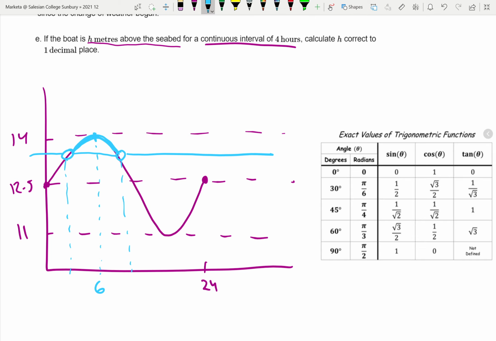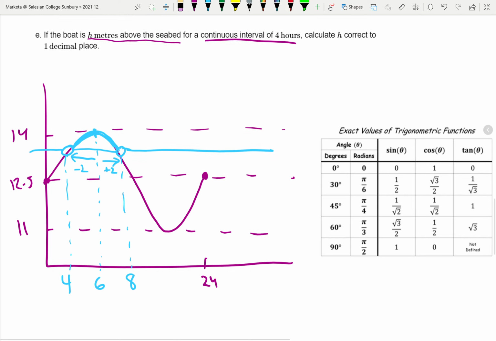So the continuous period of 4 hours, we can find those x values because, well, this is 6, and on this side there's got to be 2, and on this side there's got to be 2. So 6 plus 2 is 8, and 6 minus 2 is 4. So it doesn't matter if you sub in a 4 or an 8, you're going to get the intersection of that blue line here and your sine graph there, and that's the value you're trying to find.